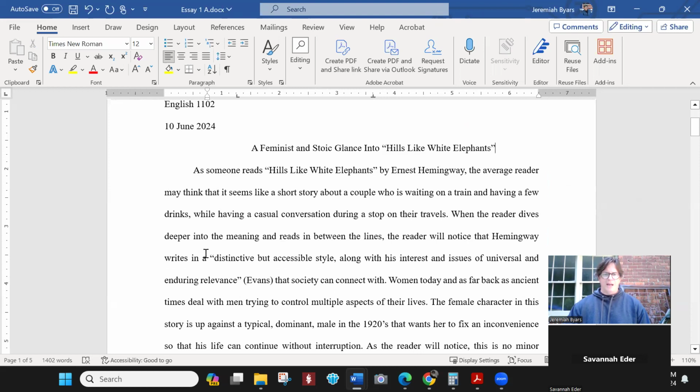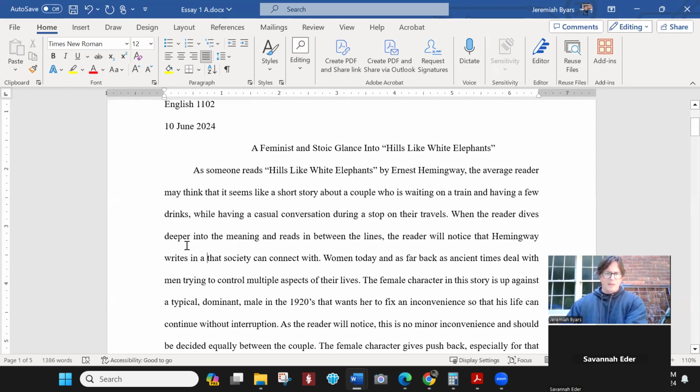Here we have a first quote. "When the reader dives deeper into the meaning and reads in between the lines, the reader will notice that Hemingway writes in a 'distinctive but accessible style, along with his interest in issues of universal and enduring relevance' events that society can connect with." I mean, that's a perfectly integrated quote. It doesn't have a capital letter because it doesn't come before a comma. We have the parenthetical citation. If I deleted the quote, then we would know something's missing. It wouldn't sound right if I deleted it.